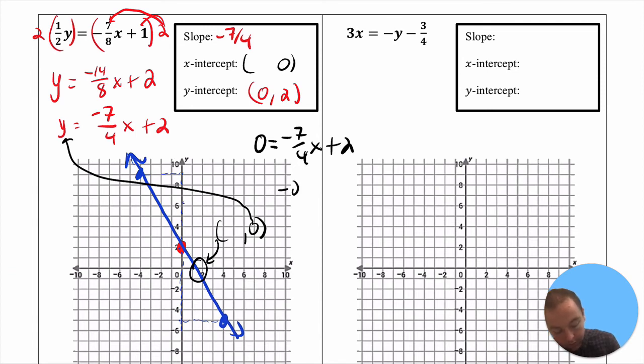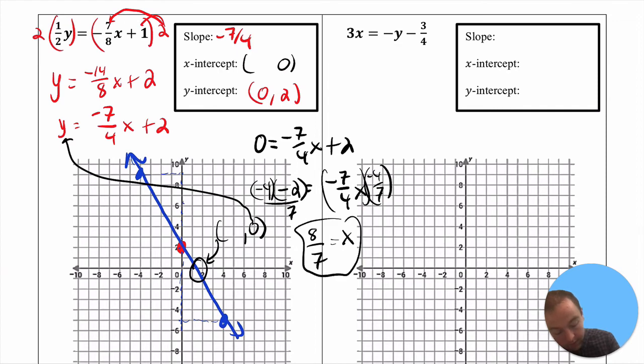So if we subtract 2, then negative 2 is equal to negative 7/4 x, and then we'll have to multiply by negative 4/7 to get just a positive 1x. So if I multiply that by negative 4/7, you're going to end up getting a positive 8/7 for x. So it does turn out that the x-intercept is going to occur at 8/7, comma 0.